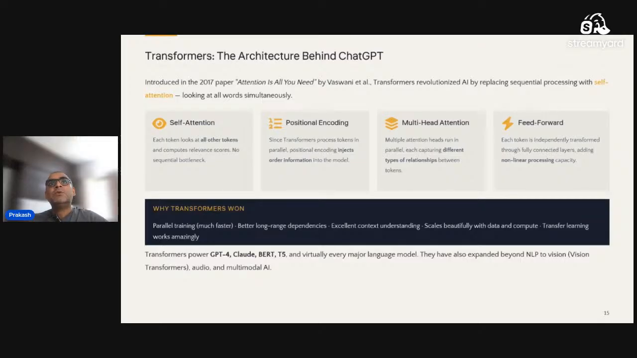Multi-head attention, so how different types of relationships you can identify, not just one type, right? And feed forward, of course, how it is connecting from one to the other, and how it is predicting. It's a really interesting way to understand how this works.